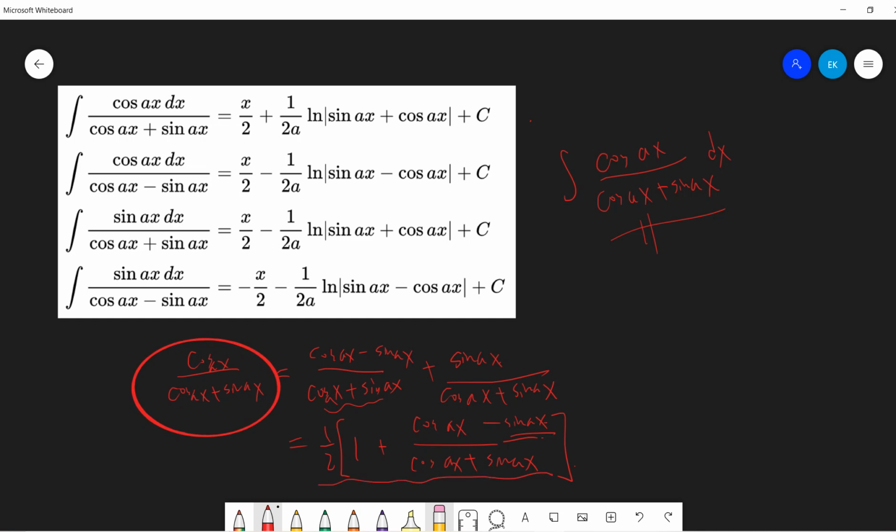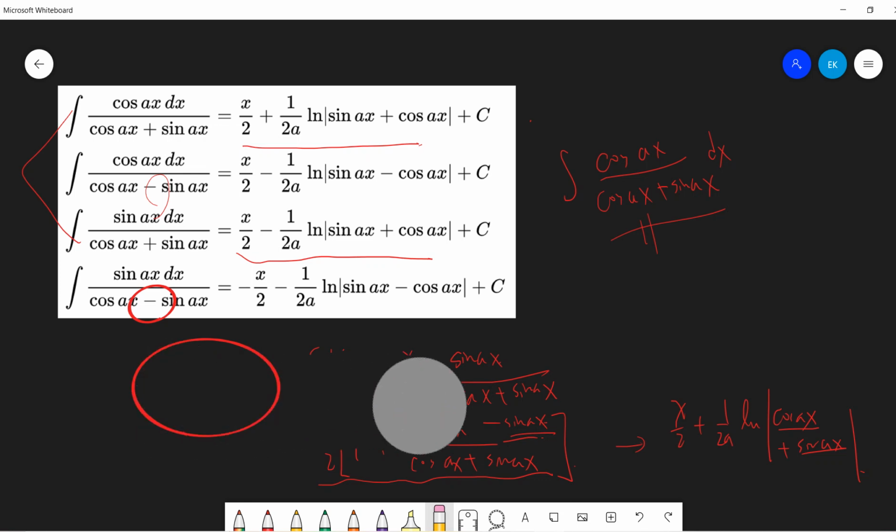So if you just do the integration, then you get the x plus log cosine ax plus sine ax, right? Because the cosine derivation is minus sine and the sine derivation is cosine. So we get the first one. Okay, and the third one is the same as the first one, because if you add it up, then you get x, right? So you can write as this.